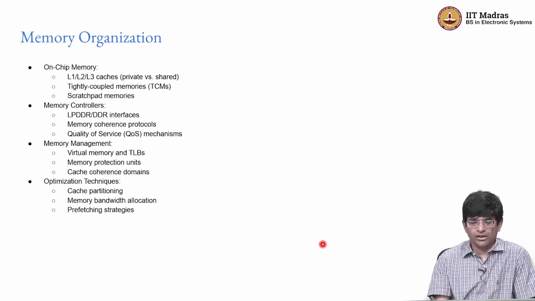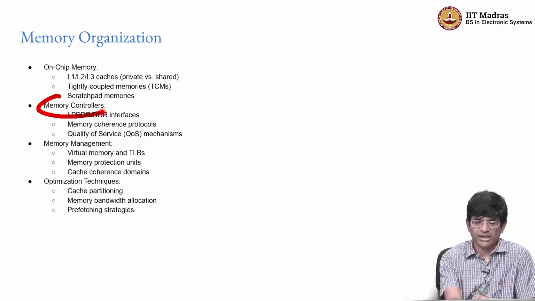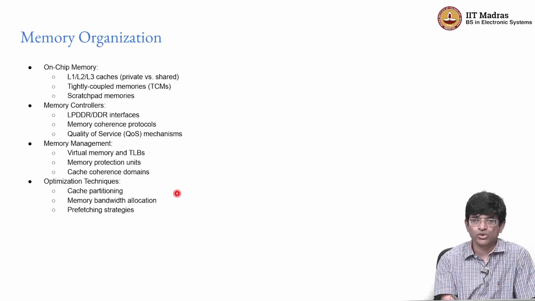So, with all of that in mind, memory also needs to be organized, and the system on chip needs to have various structures, including memory controllers and various kinds of DDR interfaces and so on, which are used to communicate with these different external components.